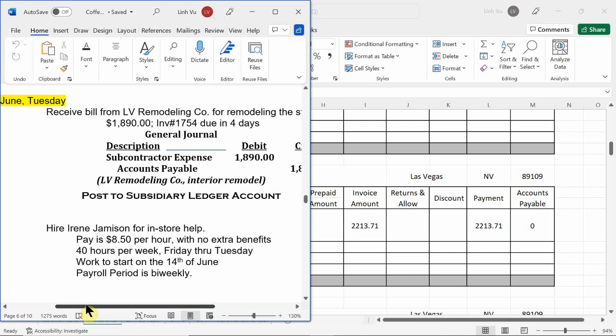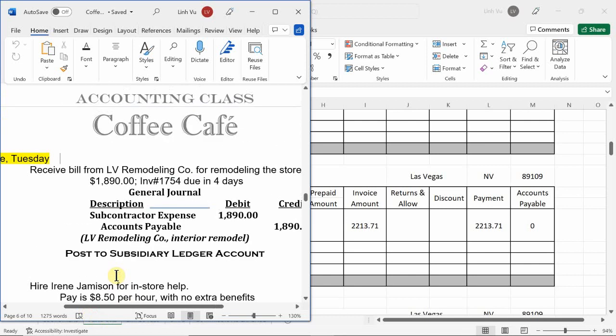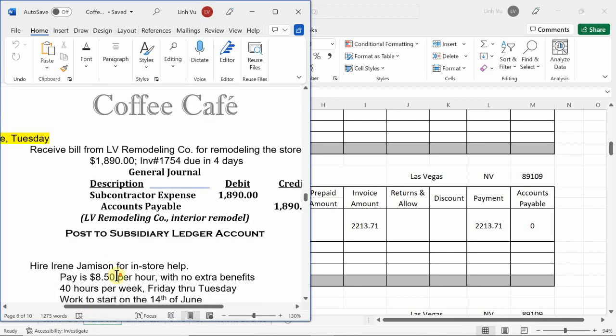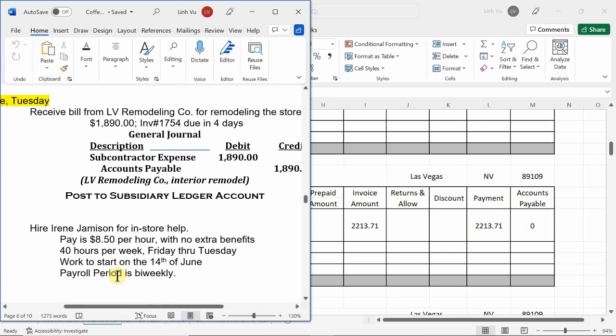Here, we hired Irene Jameson, okay? She is going to be working as an employee for our store, right? Her pay is going to be $8.50, okay? This is back then. Per hour, okay? With no extra benefits, okay? Because we're such a small company, right? Do you think we can afford to have a benefit plan for her? We only have $6,000 in the bank and we owe $13,000. Do you think we can afford to have benefits for her?